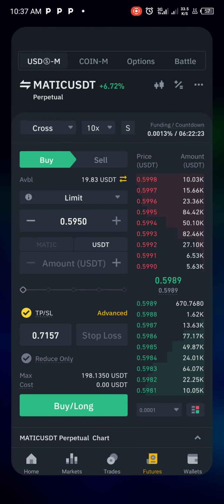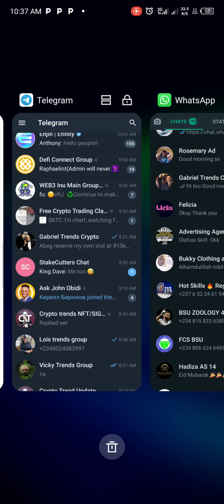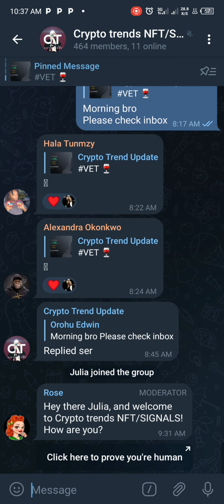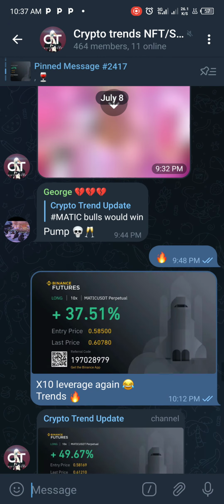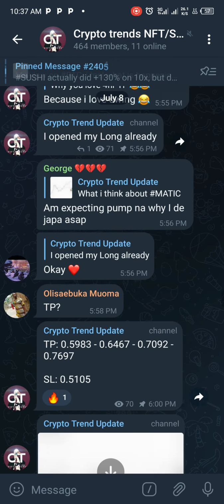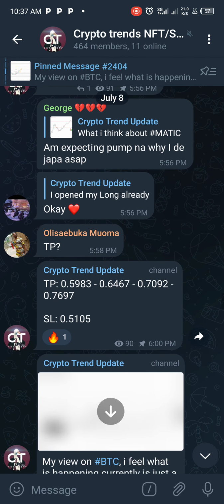So let me do a practical example of a signal from the group. Let me check. Okay, this is a very signal that Crypto Gabriel sent. You can see take profit TP1, TP2, TP3, TP4. So these are different take profit points. You can pick any one you like. You can decide to use the last one. Once your trade goes to a level, you can click it on manually, or you can set this one.